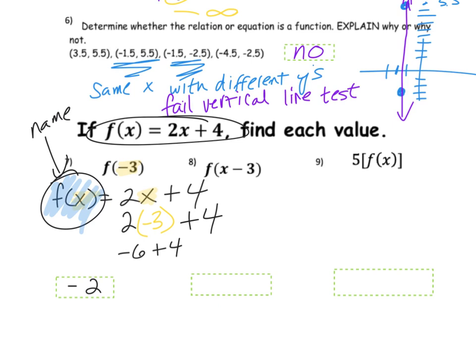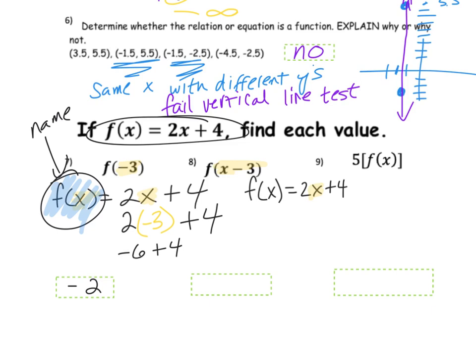All right, number 8 is the same idea. I'm going to take the original function. I'm going to write it down here, so 2x plus 4. However, now I'm going to replace the x, not with just a number, but I'm going to actually replace it with that entire expression of x minus 3.